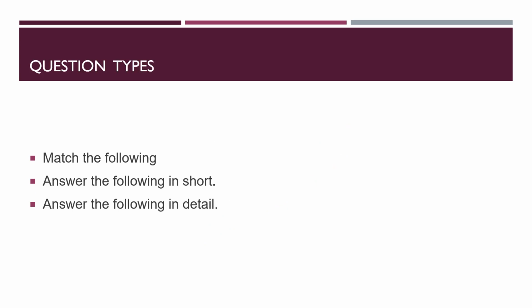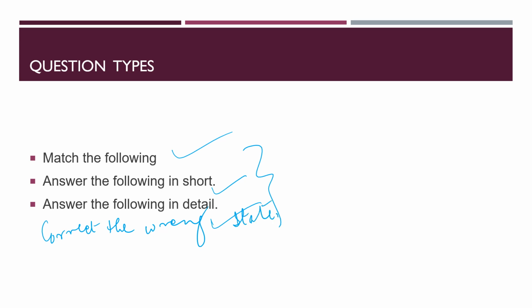Now the last part, the question types. They can give you match the following. Another pattern is answer the following in short and answer the following in detail. Apart from that, they can give you correct the wrong statements, like true and false, and write the correct one. With true and false, they can tell you to rectify or rewrite the false sentences. So this is the main questionnaire pattern which I discussed today. I think you all will get an idea of how you will get the paper for the midterm exam.